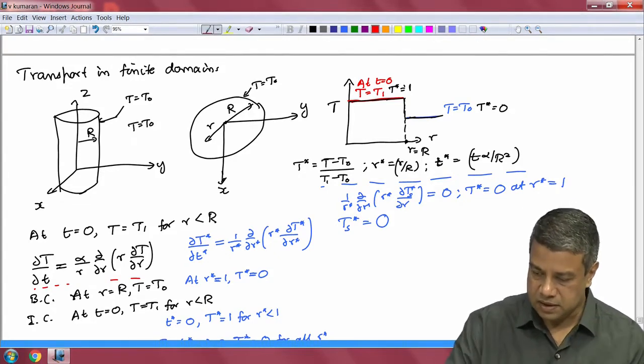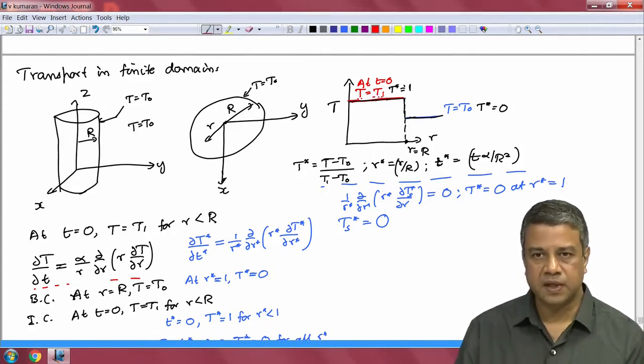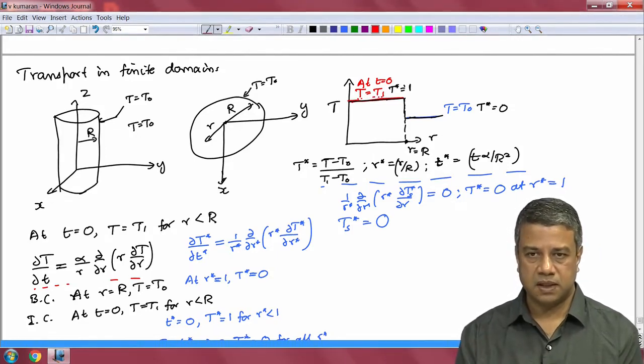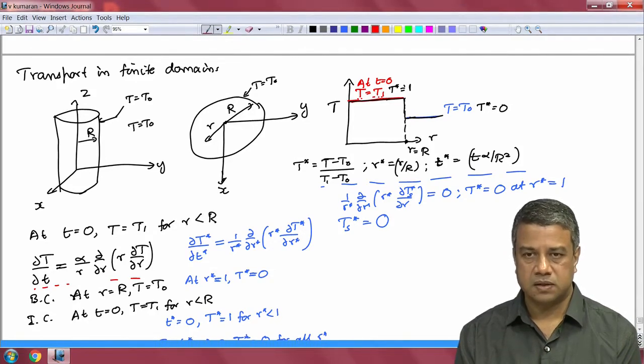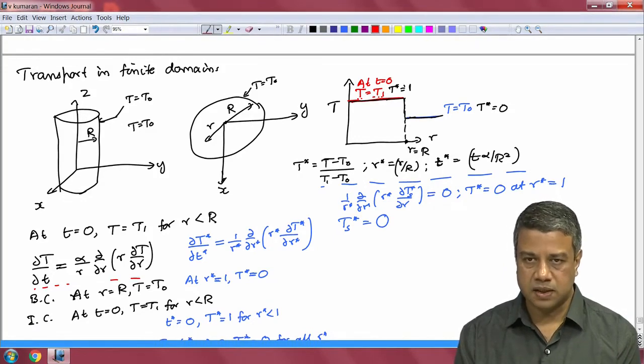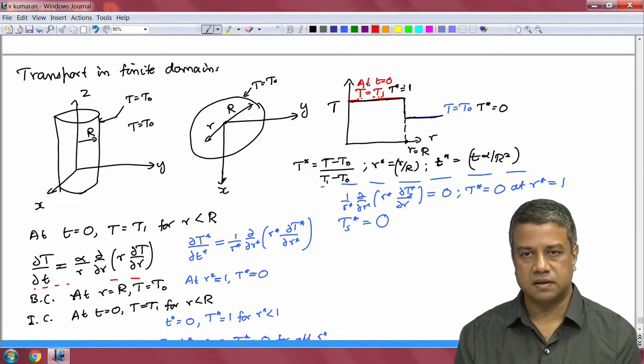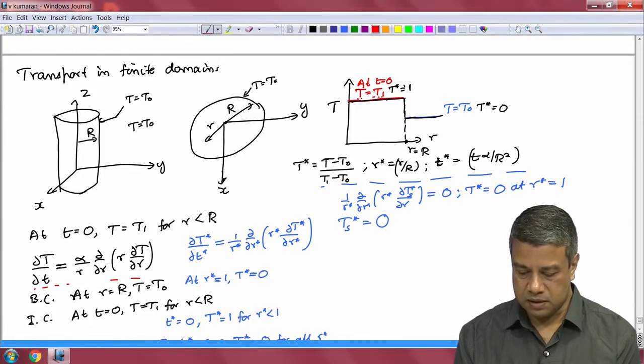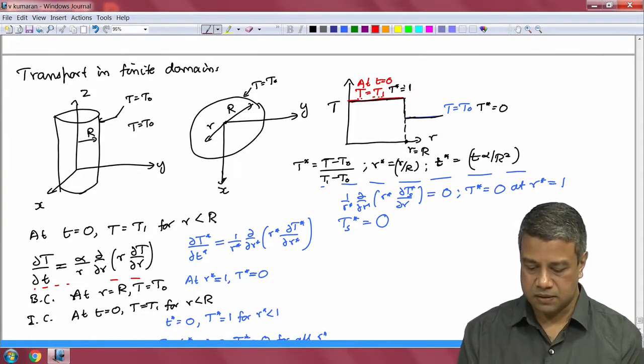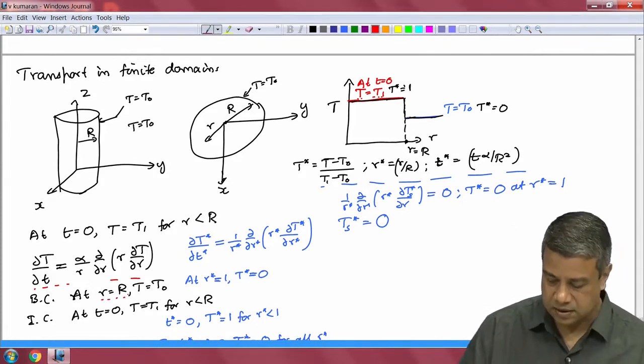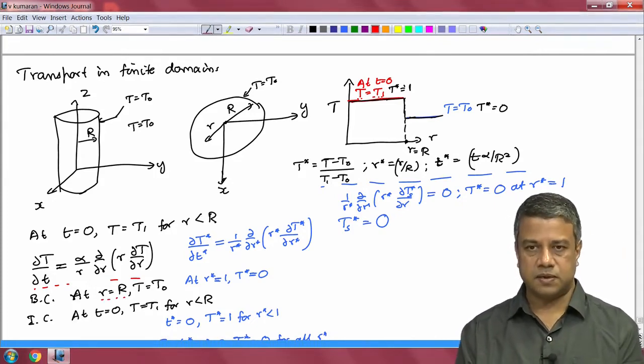You have a cylinder at temperature T equal to T1 and that is dipped into a fluid at temperature T equal to T0 at initial time. So, this hotter cylinder is dipped into this colder fluid and we would like to find out how the temperature field within the cylinder changes as time progresses, assuming that the temperature at the surface of the cylinder is equal to T0. So, the boundary condition is that at r equal to capital R, which is the radius of the cylinder, T is equal to T naught, the temperature of the fluid.